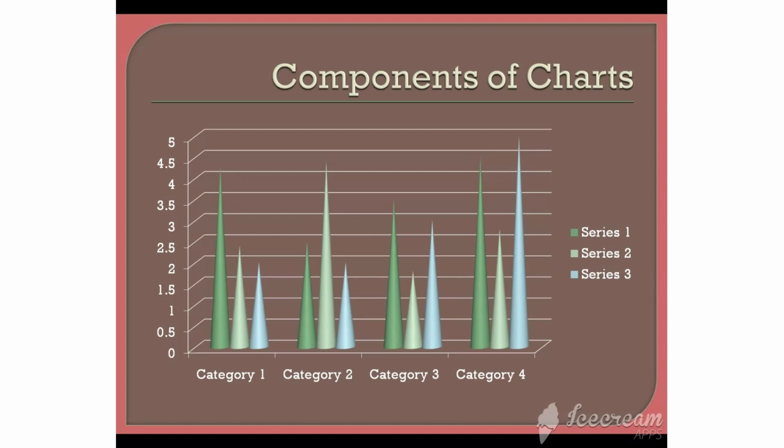Grid lines are the horizontal and vertical lines on the plot area which are inserted in the chart to enhance its readability. The legend is to the right of the plot area and it identifies each data series.